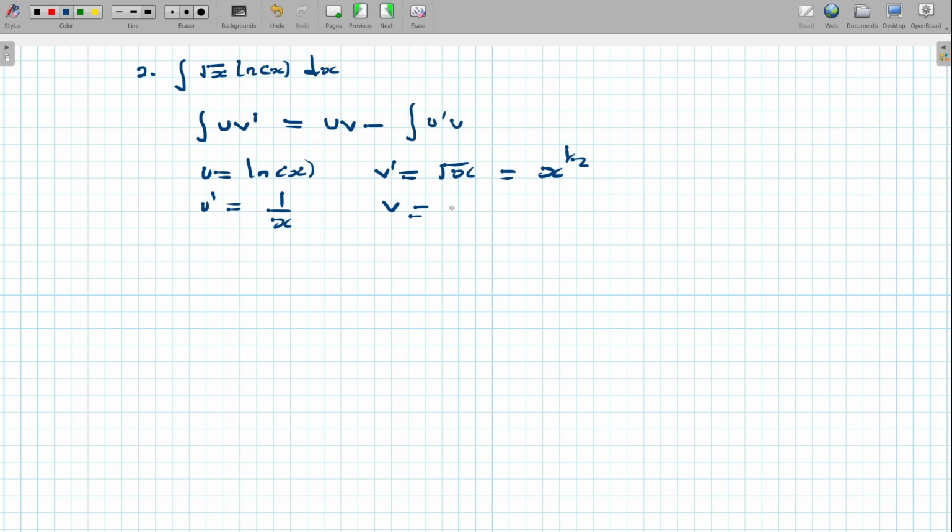So if you do that, you're going to get 2 divided by 3, and then x to the power 3 divided by 2, right? So I'll give you some time to verify, and then of course you can pause the video and then come back and then continue watching, right?